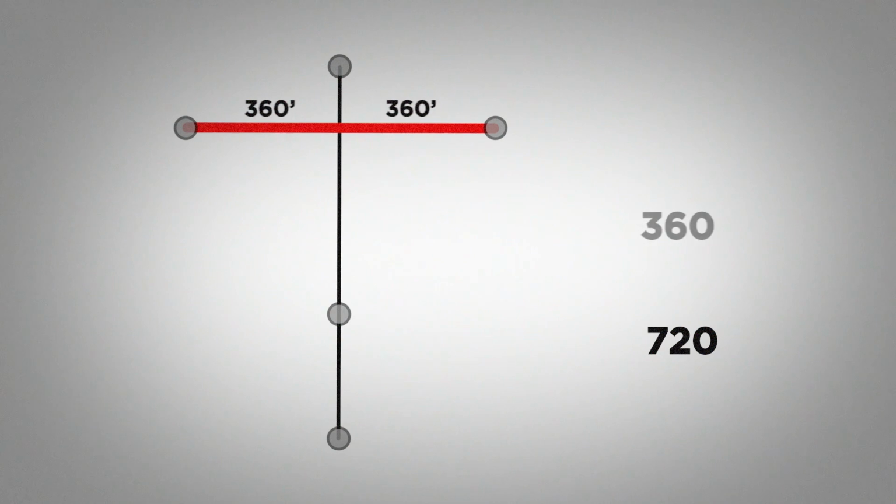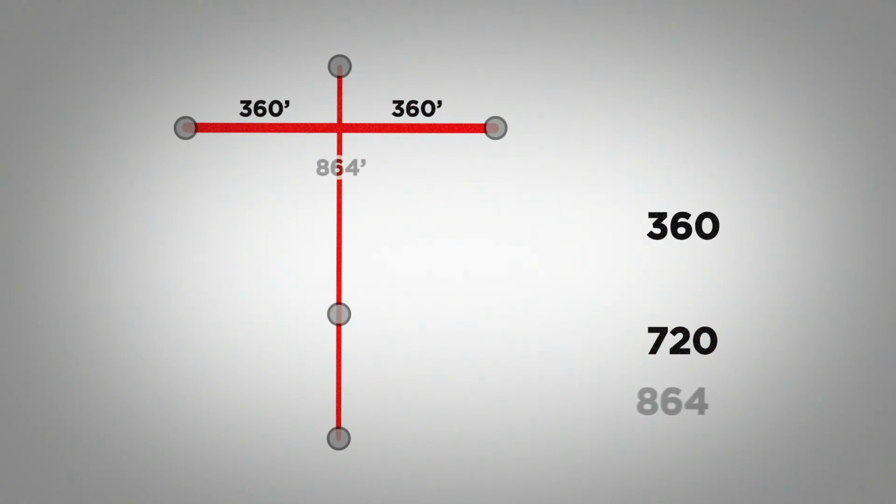So these are my measurements of Nolan's cross. The short axis had a length of 720 feet. 720 feet could be broken down into two 360-foot lengths. The long axis was measured at 864 feet. I looked at the head of the cross, and it was extremely close to the 144 sacred number.